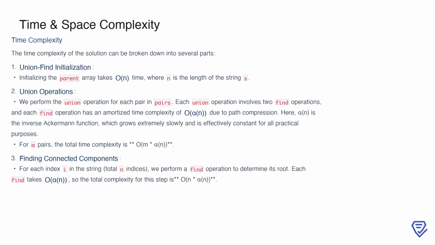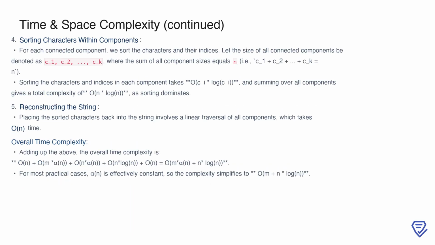Finally, we need to determine the connected components by performing a find operation for each of the n indices in the string. Since each find takes α(n), the total time for this step is n * α(n). Now, let's look at the cost of sorting the characters within the connected components. For each connected component, we sort the indices and characters. If the sizes of the components are denoted as C_1, C_2, ..., C_k, and their sum equals n, sorting each component individually takes C_i * log C_i time. When we sum this cost over all components, the total complexity becomes n * log n, as sorting dominates.